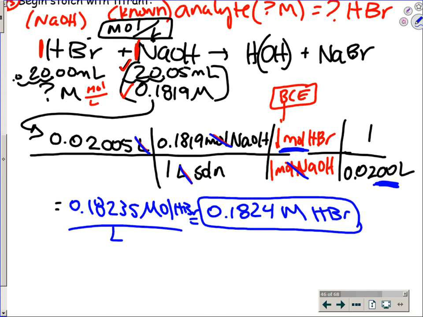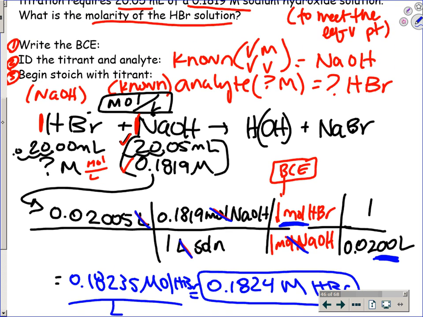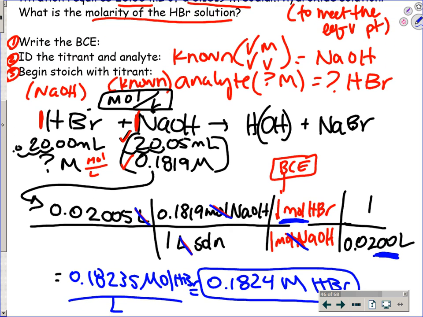I want you to talk in your groups, 30 seconds, through the exact process we took. Talk through every single step. You write the balanced chemical equation first, then multiply that by your moles, and get the molarity.